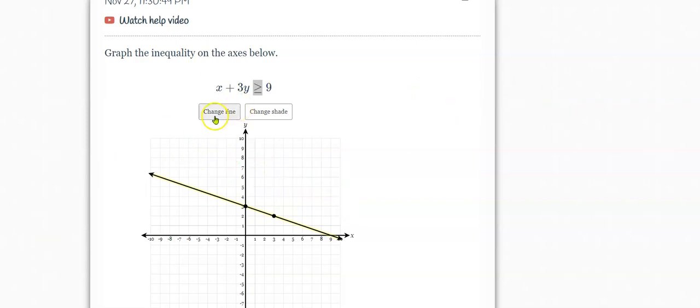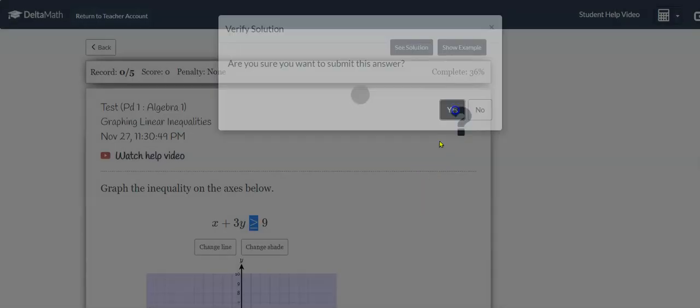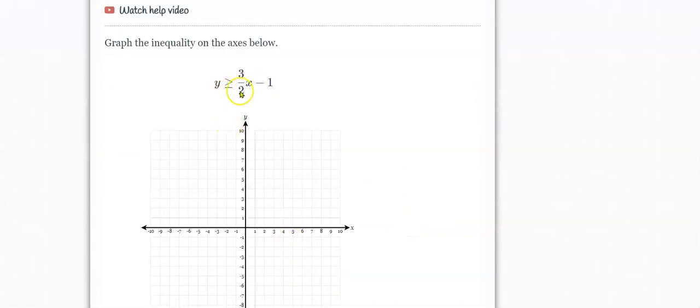So instead of changing the line, this time I'm going to change the shading. So I'm going to click it once. Nope, that shading is below. So I'm going to click it again, and now that shading is above. And I can submit my answer. Alright, but don't forget, if it's not in isolated form, you have to rearrange it.